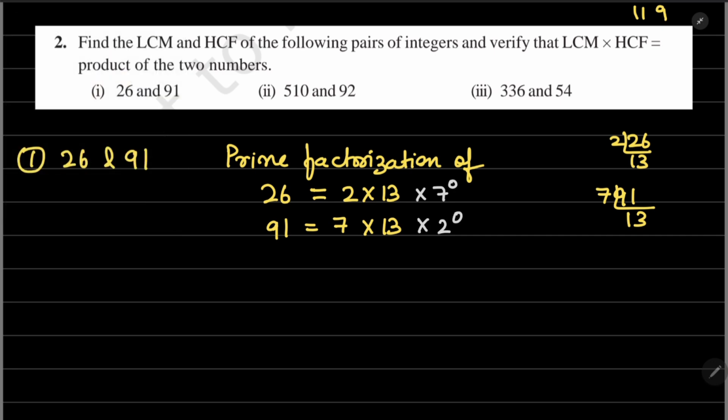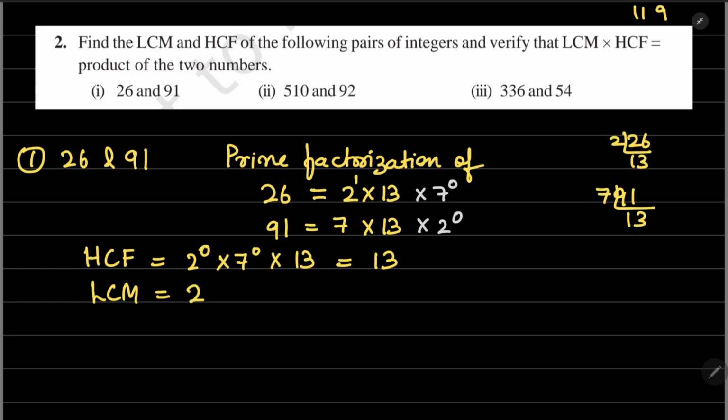So here your HCF will be the lowest power of the common factor. So for 2, what is the lowest power? It is 2 raised to the power 0. For 3, there is no 3. So for 7, what is the lowest power? 7 raised to the power 0. And for 13, it is 13. So the answer is 13. And then LCM, you have to take the highest power of all the factors. So for 2, the highest power is 2 raised to the power 1.